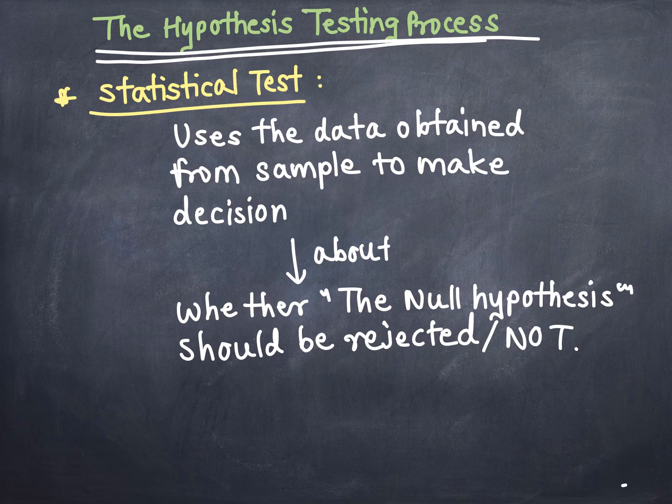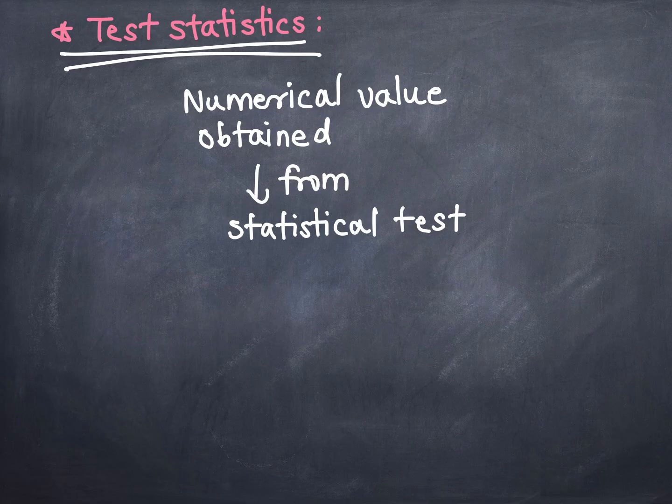The main part of the hypothesis testing process is the statistical test. The statistical test uses the data obtained from the sample to make a decision about our population, that is, whether our null hypothesis should be rejected or not. We are going to consider the test statistic. This is a numerical value obtained from the statistical test.